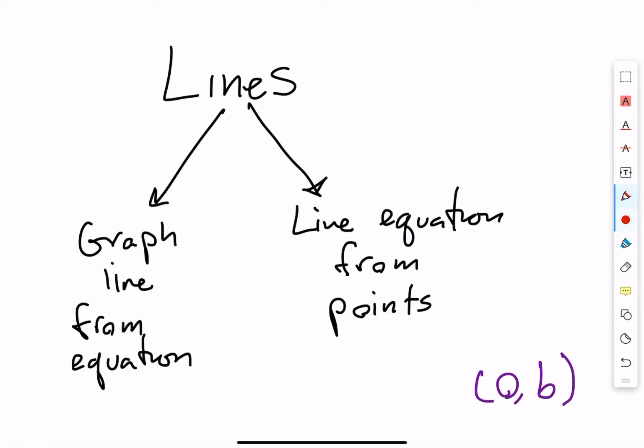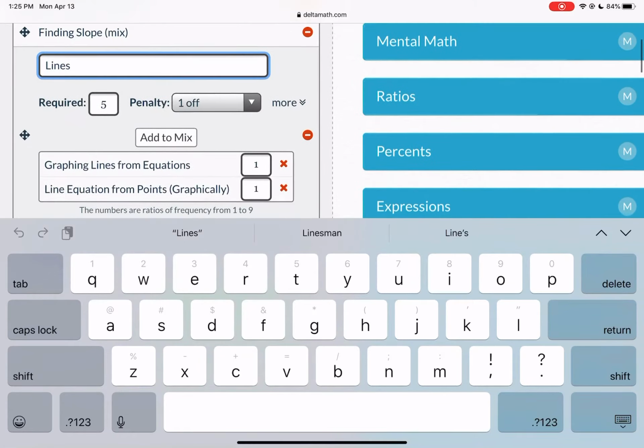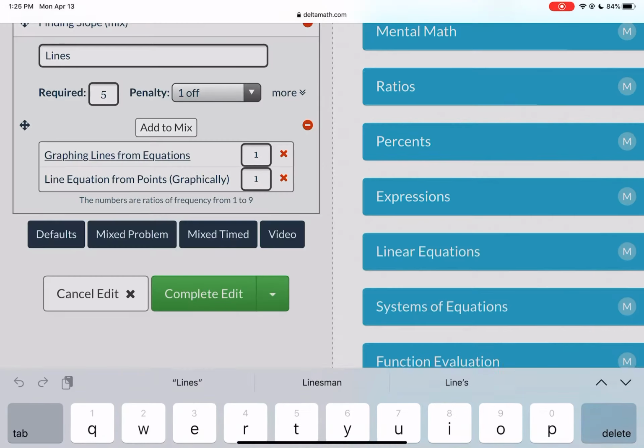The lines questions are actually two different types of questions, and you'll get both of these. The first type will ask you to graph a line from the equation, and the other is, given 2 points, you need to find the line. So the graph line from equation, let's do that first. So graphing lines from equations.